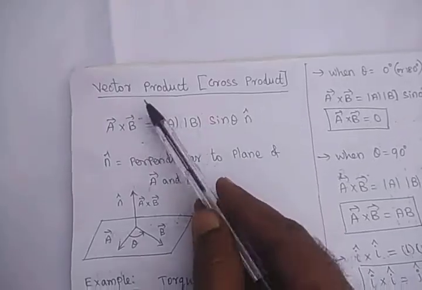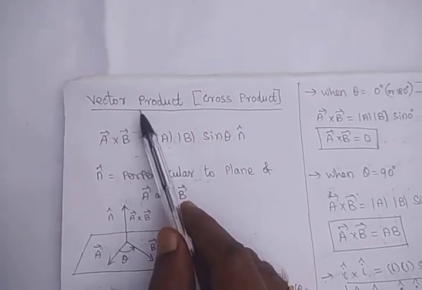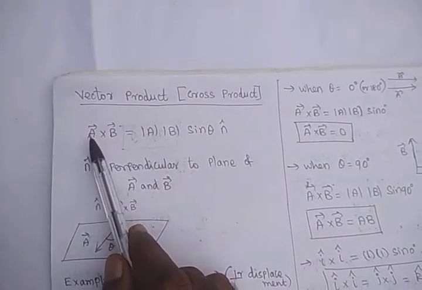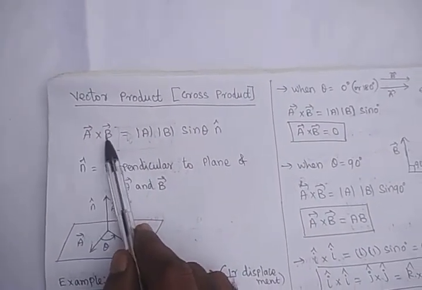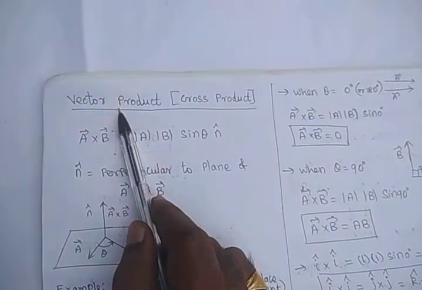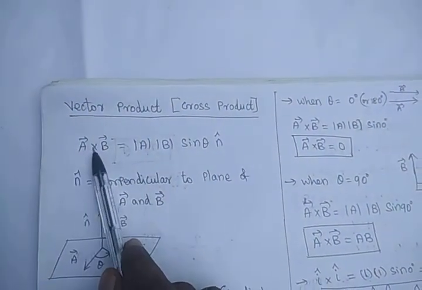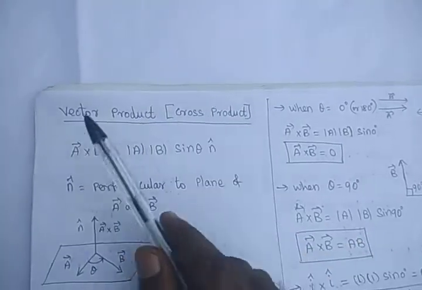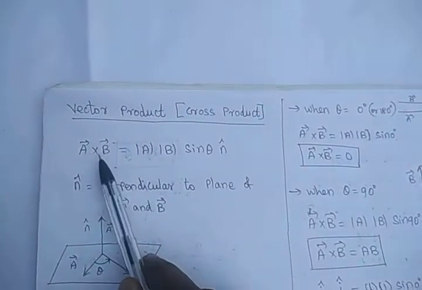Yes, students, in this session we are going to learn about vector product or cross product. As already I told, if you multiply two vectors and you get a vector, that product is called a vector product. So a vector cross b, we will say that it is a cross product. Scalar product means it is a dot product. Vector product means cross product.